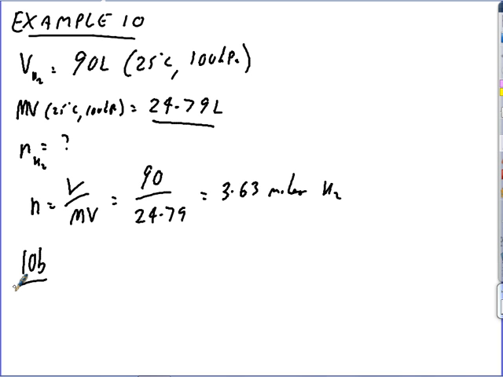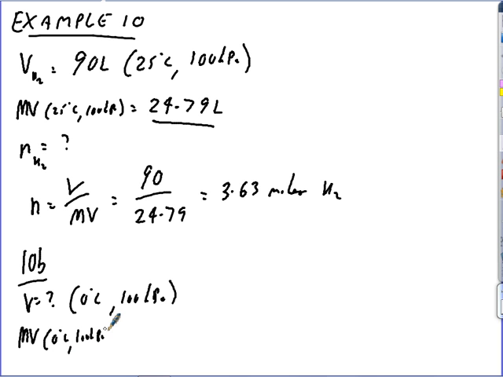Example 10b asks what volume will 1.033 times 10 to the minus 5 moles of chlorine gas occupy at 0 degrees and 100 kilopascals. So we're trying to find the volume, but we're told it's 0 degrees Celsius and 100 kPa. So the molar volume is going to be a bit different here. Looking at our data sheets, the molar volume at 0 degrees Celsius and 100 kilopascals is 22.71 litres.